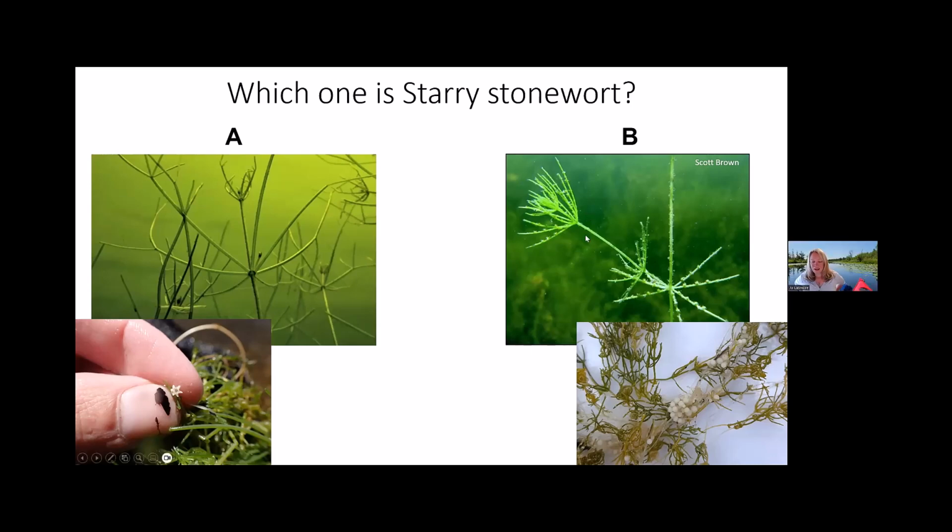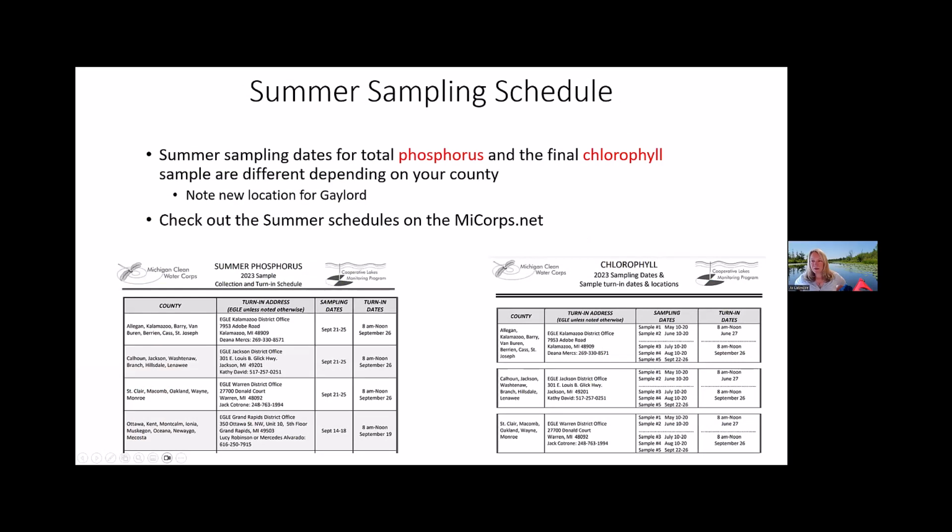All right, so we're going to move on to some reminders, particularly for phosphorus and chlorophyll, which most of our lakes are involved with, especially the phosphorus. So just a few reminders. We've already had our turn-in for our spring phosphorus samples, which also included your May and June chlorophyll samples, if you're doing chlorophyll monitoring this year. And so there's a couple of quick reminders we want to point out.